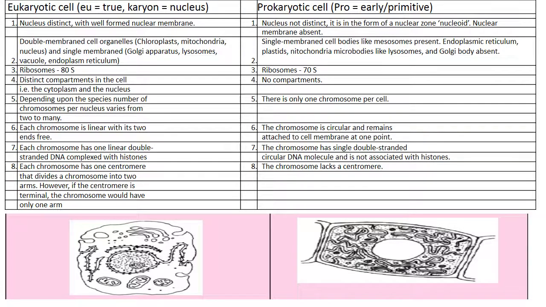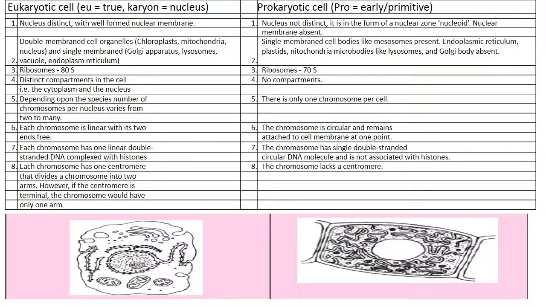Whereas in eukaryotes, there are double membrane cell organelles like chloroplast, mitochondria, nucleus, and single membrane ones like Golgi apparatus, lysosomes, vacuoles and endoplasmic reticulum. There are half membraned structures also like glycosomes, peroxisomes and so on. The ribosomes of prokaryotes are 70S type and eukaryotes 80S. In eukaryotes also, mitochondria and chloroplasts have 70S type ribosomes.